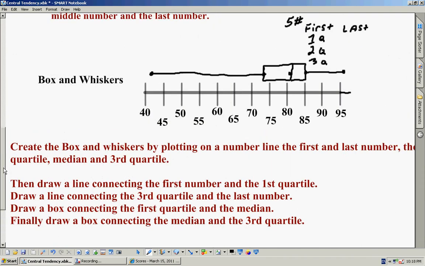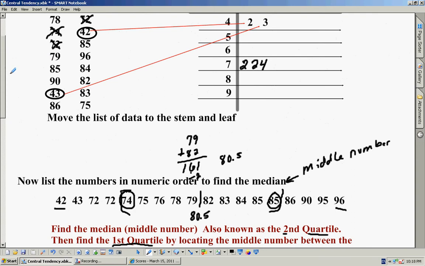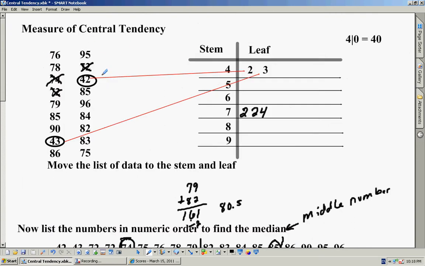Well, the quickest way to find the mode would be to go up here to your stem and leaf and identify which number on this side is most popular. Notice here we had two 72s because it was so easy to find it right there. Now, is that the mode? I don't know. Are there any other possible modes?